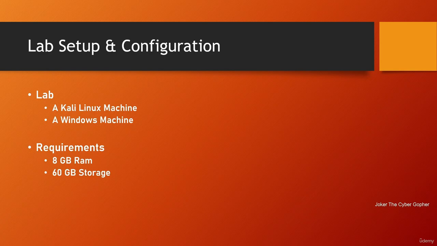Lab overview and requirements. To be successful in this course, we just need 2 machines, a Kali Linux machine and a Windows machine. Requirements: you need to at least have 8 gigs of RAM and 60 gigs of storage.